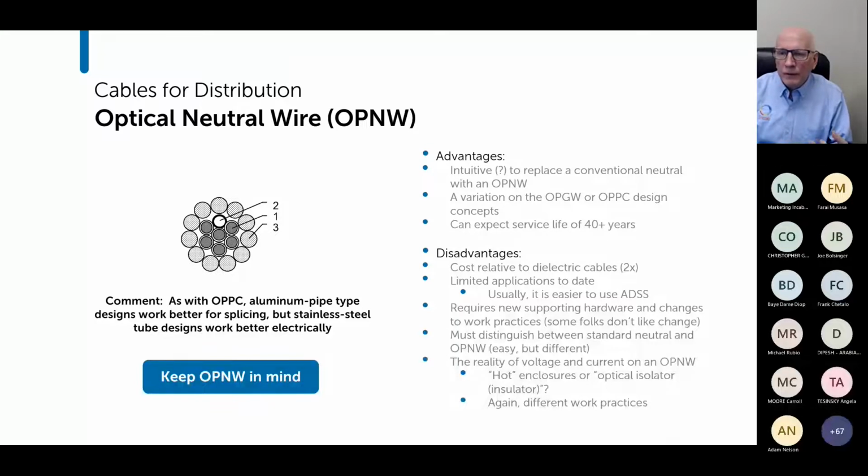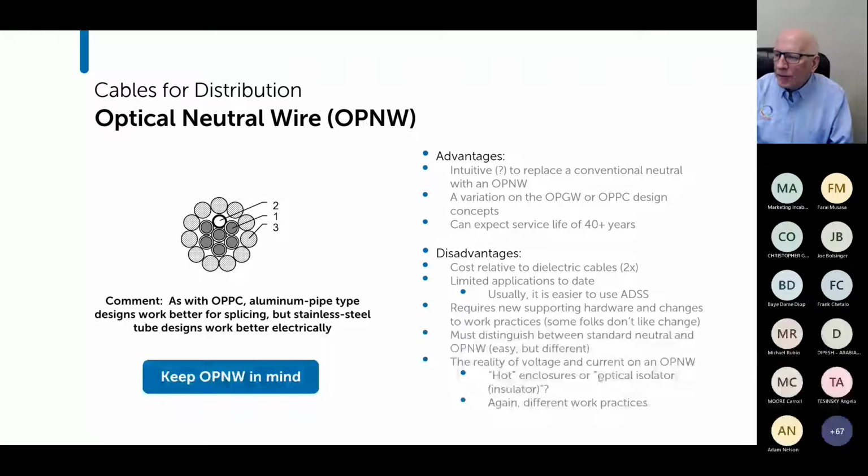So you'd have to train crews to look out for the OPNW and not cut it. And be careful with, in particular, the tap connectors that they use on neutral wires. They would need to be a little bit different, sized or designed specifically for OPNW. And so that's going to be a change to a work process. And you would have to work with the crews to make them understand what they need to do. And again, although in theory a neutral wire would be neutral, no voltage, no current on it, in the real world, it has some of both.